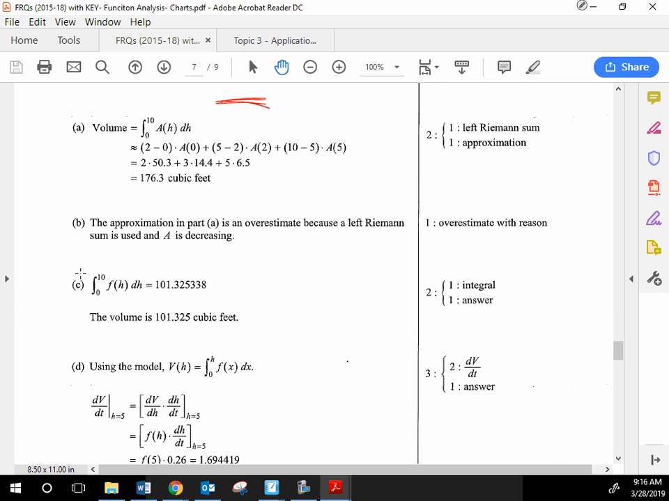Okay. So A is just a Riemann sum. Now B, it said, was it?